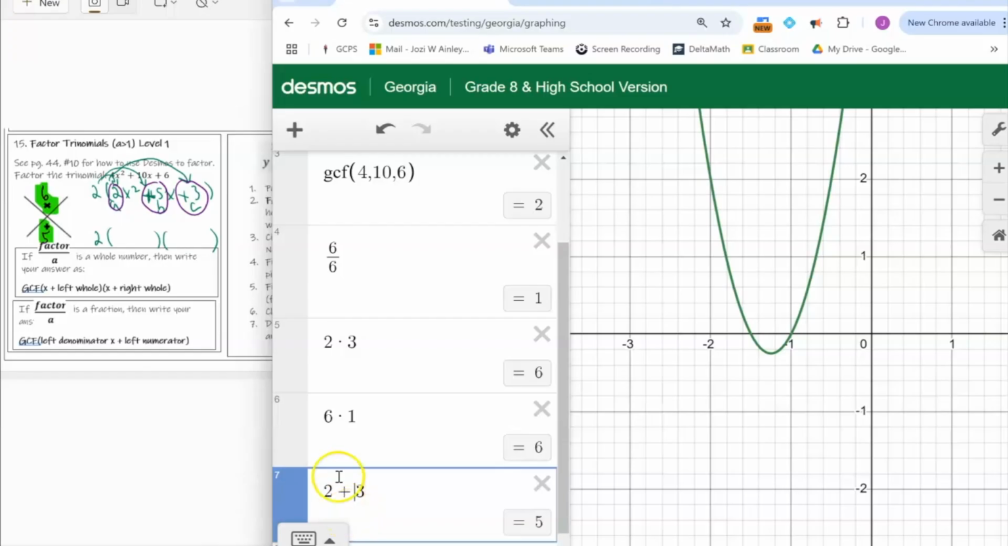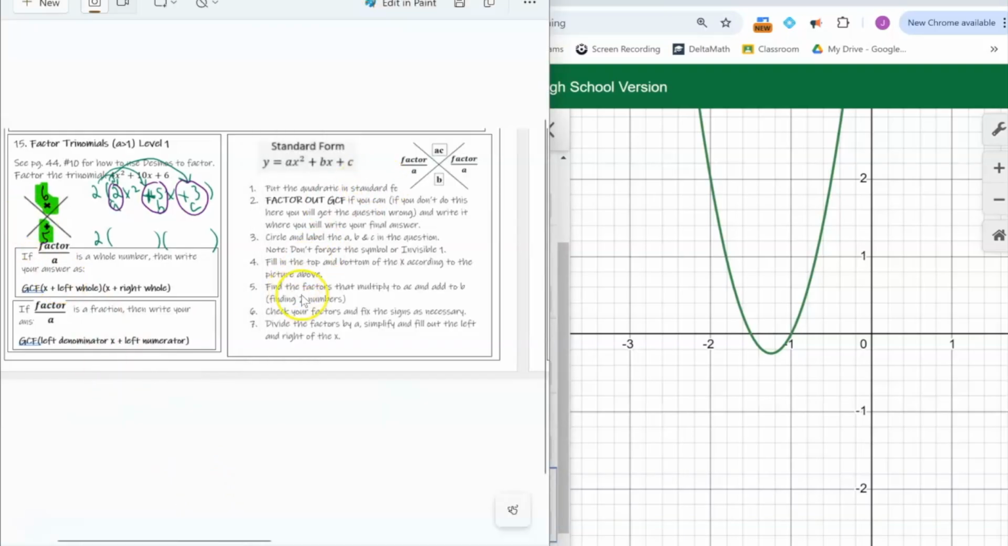Oh, look at that. So the first one, 2 plus 3 gives me 5. So 2 times 3 is 6. 2 plus 3 gives me 5. So my 2 answers, that actually works. My 2 factors that multiply to 6 and add to 5 are 2 and 3, so check the factors and fix the signs. So my factors are 2 and 3 because 2 times 3 is 6 and then 2 plus 3 is 5.